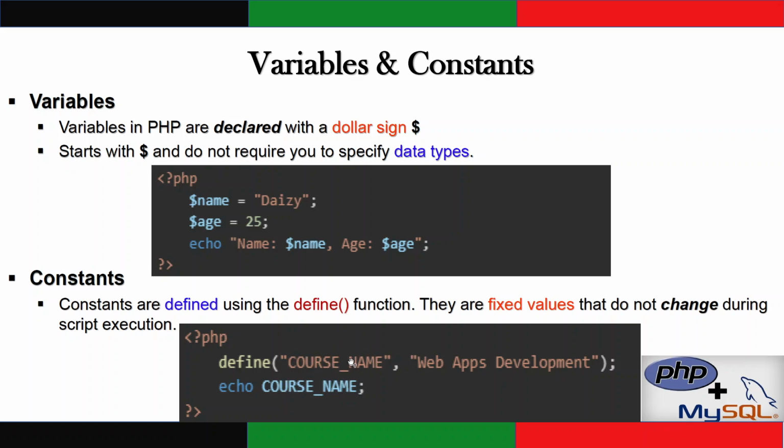So the first parameter you pass in the define function when you are declaring your constant is going to be the name of your constant. So anytime you want to use the value of the constant, you just call that particular name. Then we go to the second parameter, which is the value that you want to store in your constant. Okay.